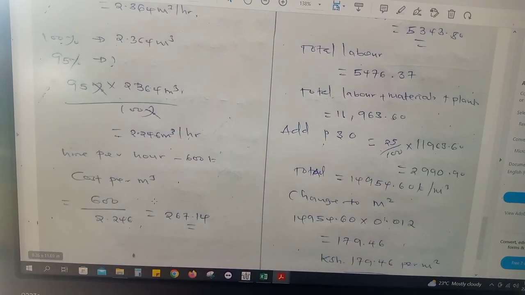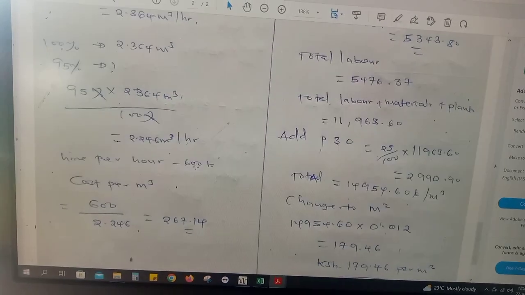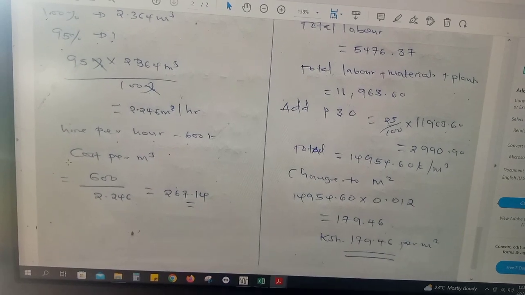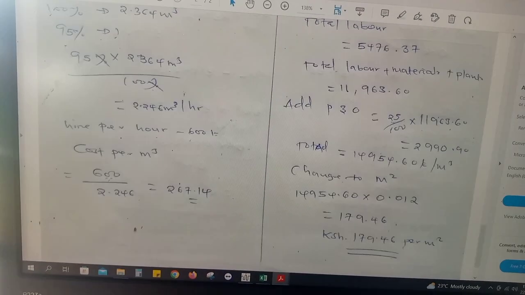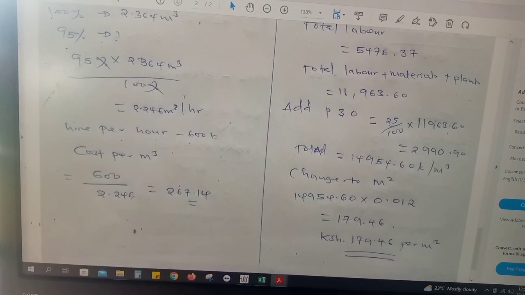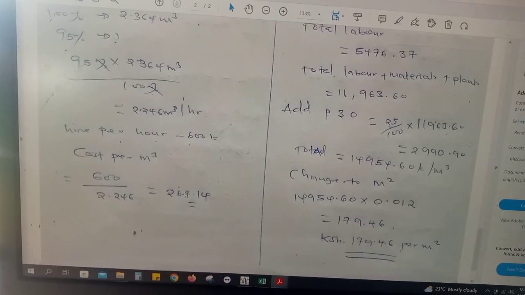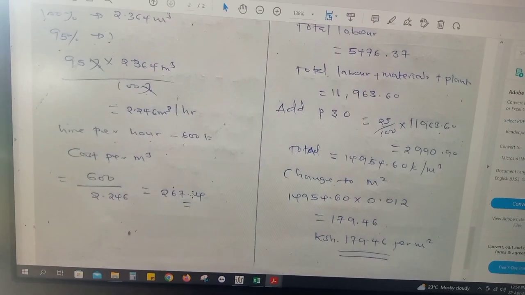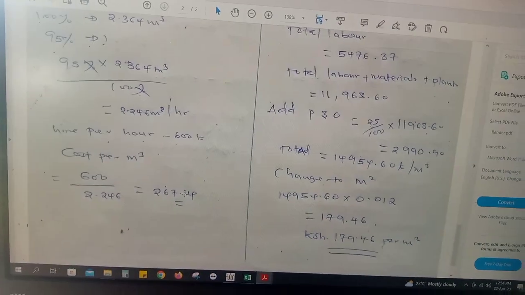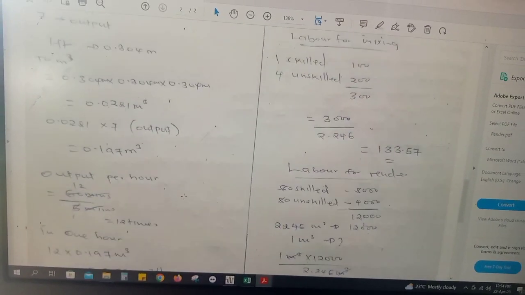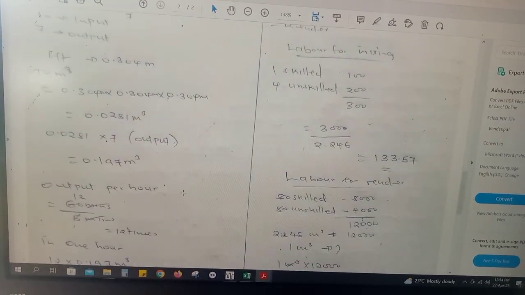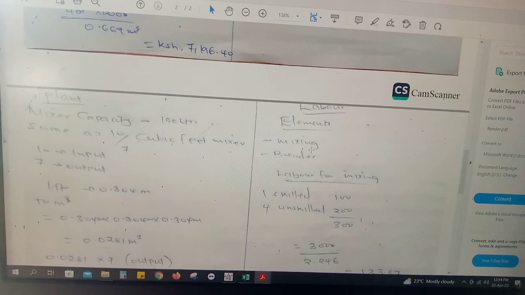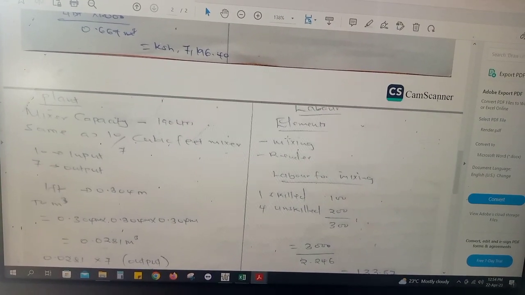But the hire of this mixer is 600 shillings per hour. So when you want to get cost per mixer, you just take 600 and divide by 2.246 to get 267.14. That is the cost of that mixer in 1 hour. Then you go to labor. We are done with the mixer.